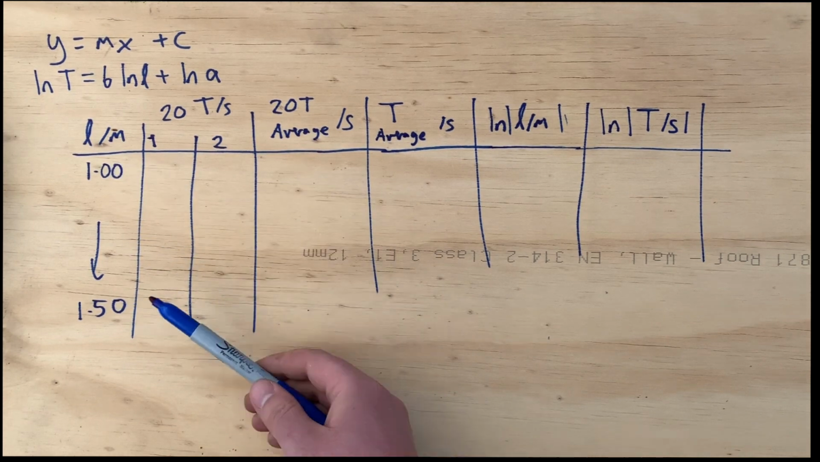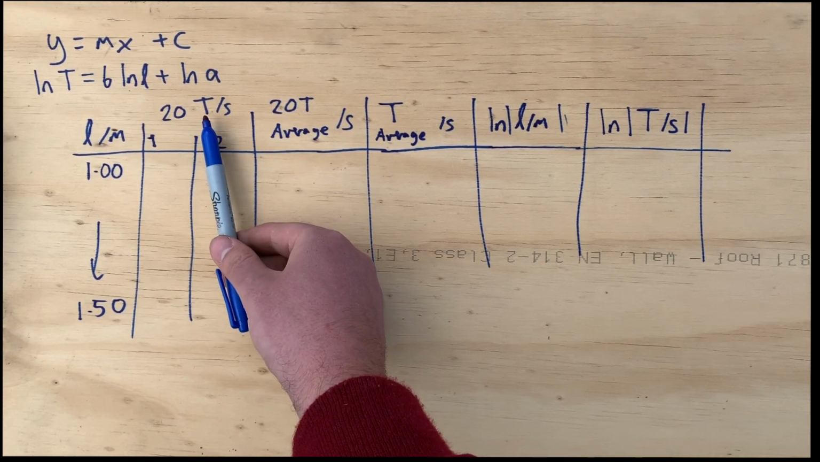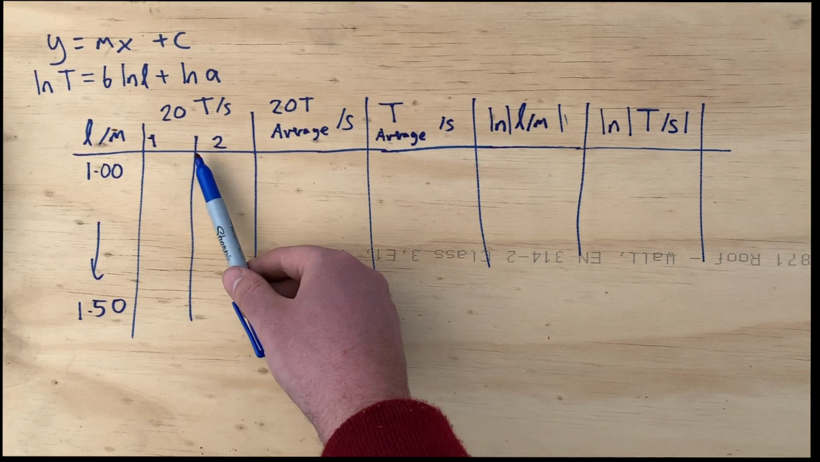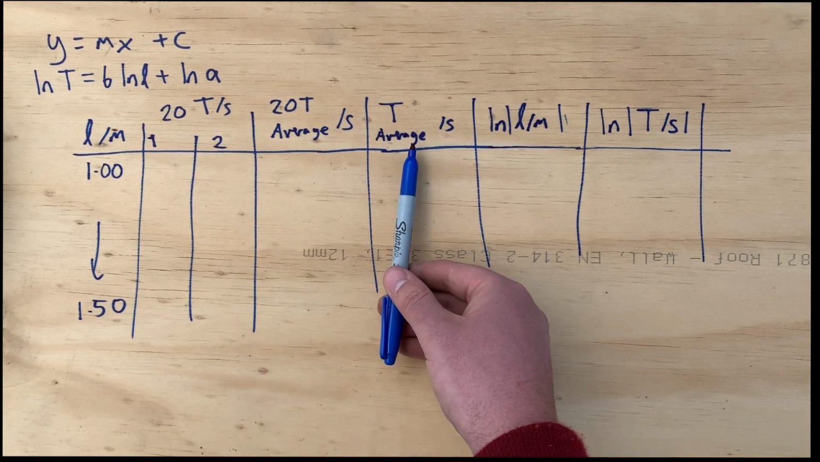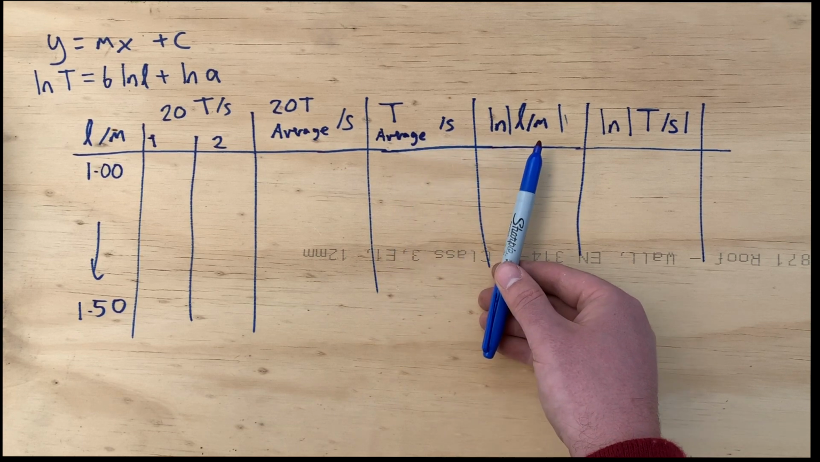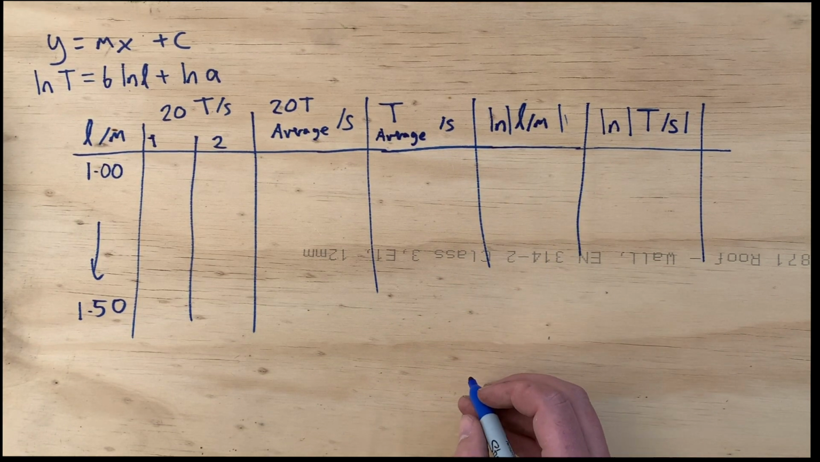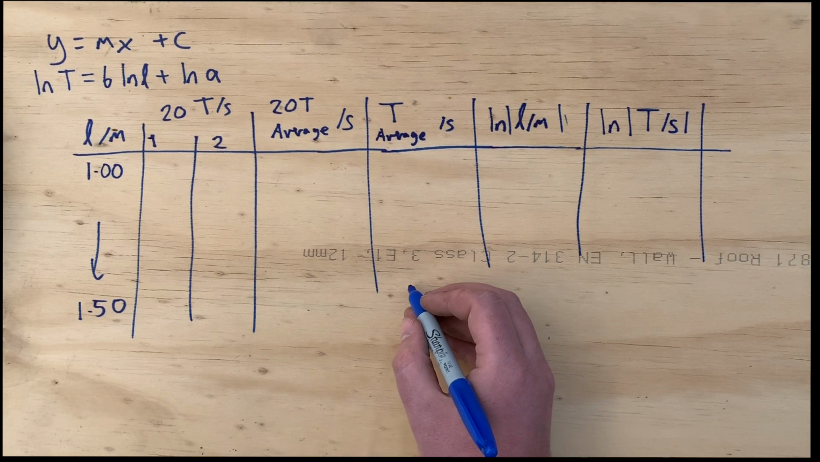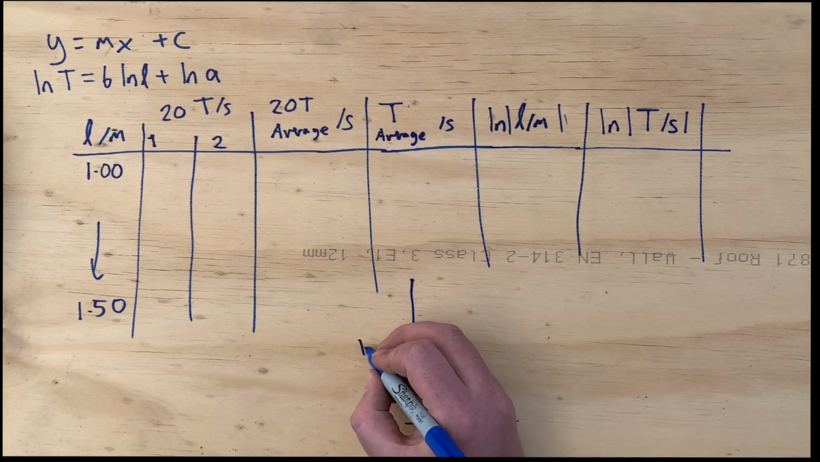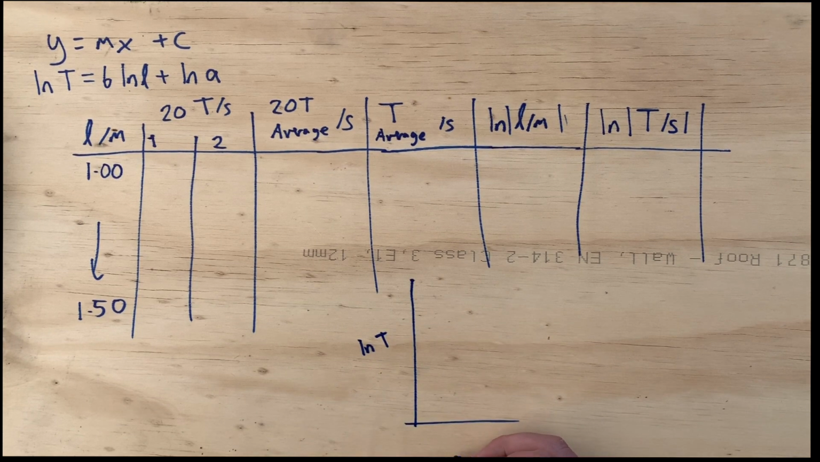So I'm going to change the length, measure the time period for 20 oscillations, do a repeat, find the average, find the average time period for 1 oscillation, or just the average time period in fact, then take the natural log of L, natural log of T, plot a graph. The graph is going to be with the natural log of T on the y-axis and the natural log of L on the x-axis. I haven't put my units in, oops, what a mess.